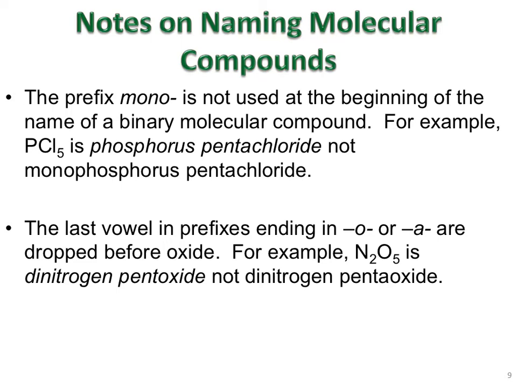For example, PCl5 is phosphorus pentachloride, not monophosphorus pentachloride. And again, if the prefix ends in an O, as in mono, or an A, like penta, tetra, we are going to drop that vowel before oxide so that we don't have two vowels right next to each other. For example, here N2O5 is dinitrogen. We have di before the nitrogen to designate that there are two nitrogens. And then pentoxide, not pentaoxide.